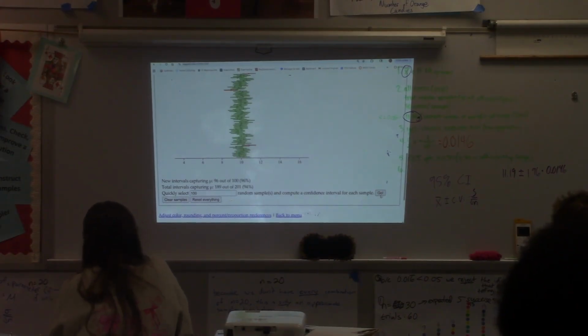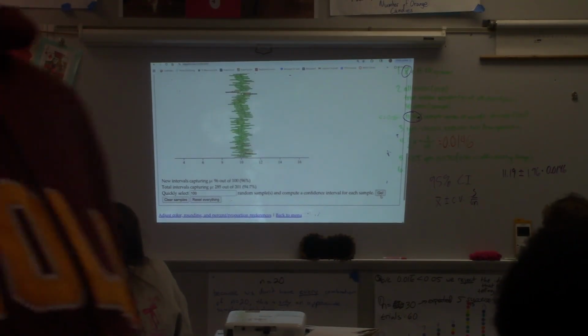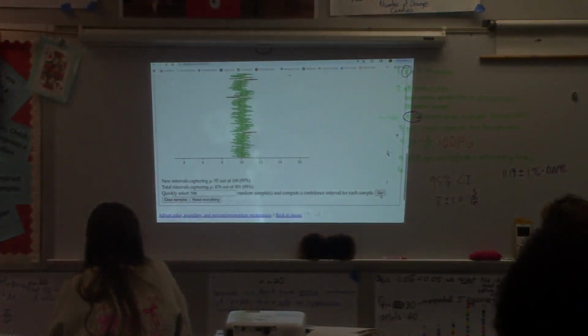96. Now that time was a little bit higher, right? Because of sampling variability. So in the long run, what percent do we expect to see for our capture rate? 95. Is that what I'm seeing? Yes.